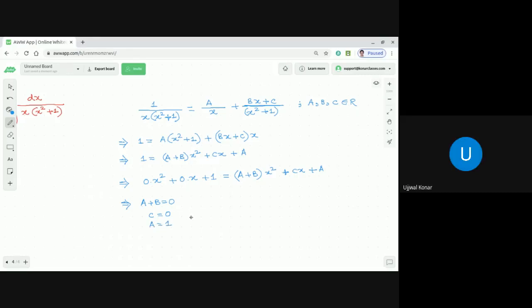Correct or not, dear students? Yes. So now, if we apply all these things, what are we going to get? You are going to get the value of a equal to 1, b equal to -1, and c equal to 0.